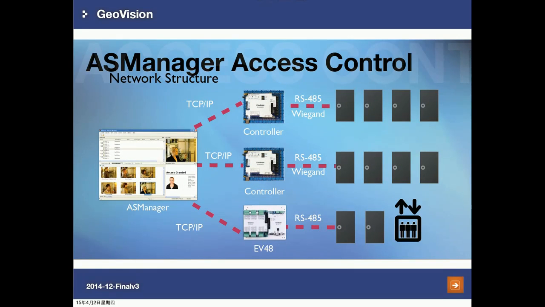Okay, so let's go on to the network structure for ASManager. As you can see on the left, you have the ASManager installed in the PC. You can connect it through TCP/IP to AS controllers like regular door controllers or even elevator controllers, EV48. You can also connect the readers, either from GeoVision or third-party readers, using RS485 or Wiegand to the controllers, and then users can just swipe cards at the readers to open doors. And in ASManager, you'll be able to see the status of the card swipes and also the door status.